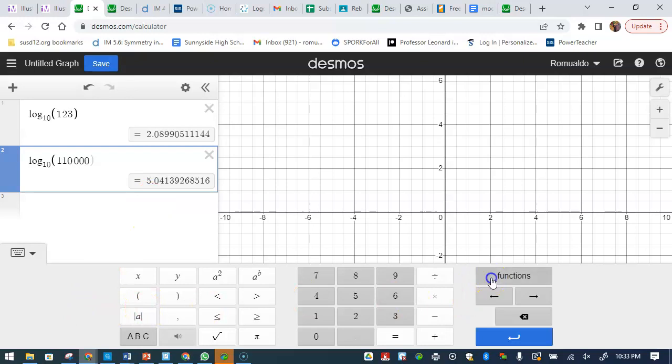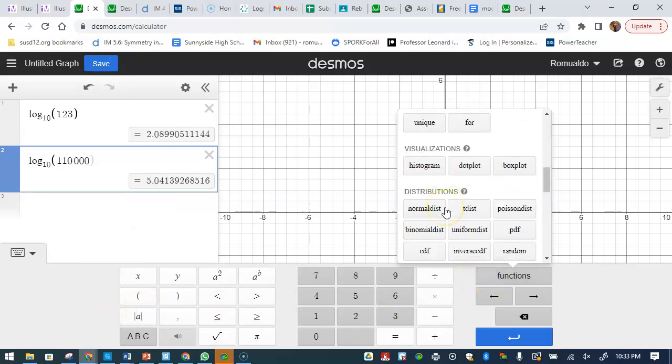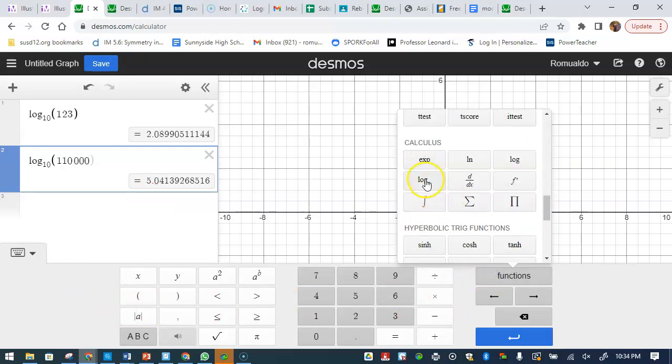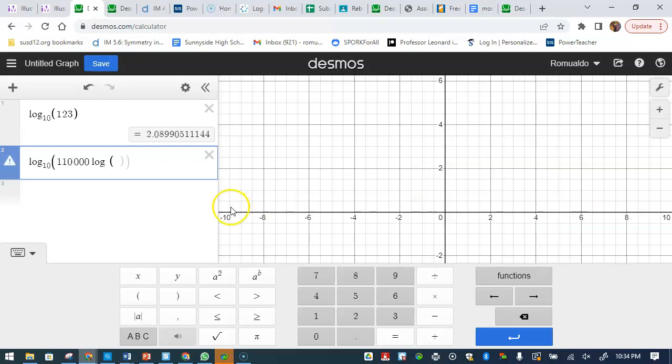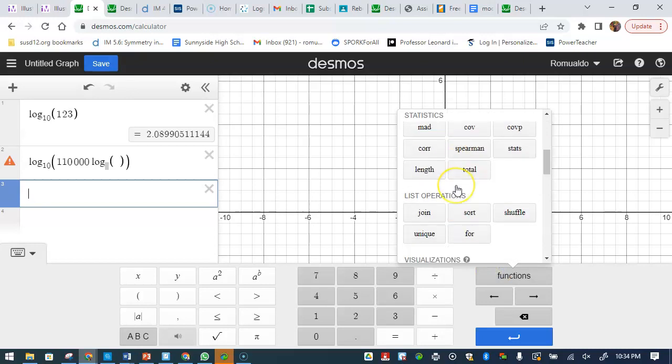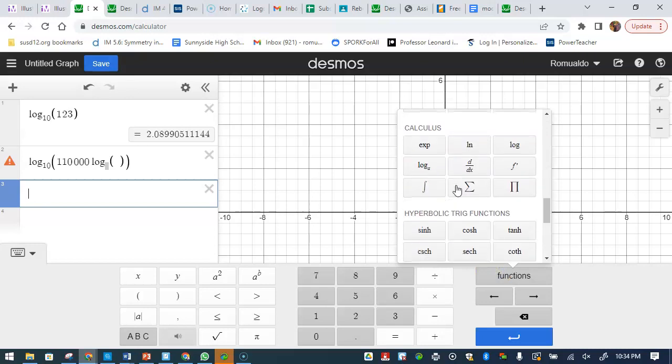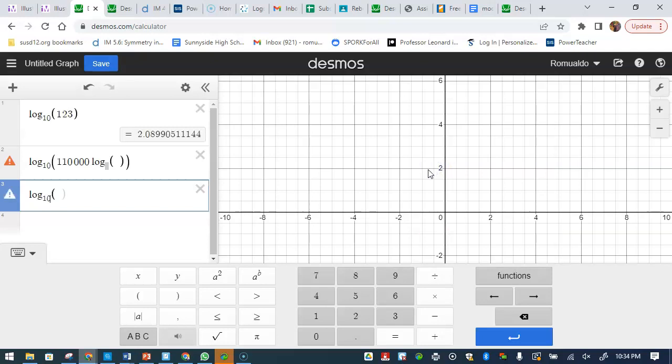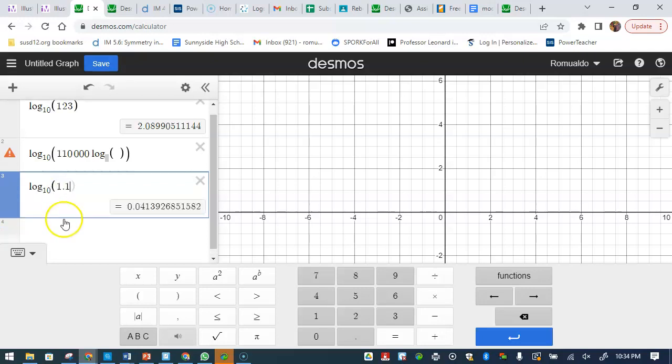And the last one, again do the same thing. Put a 10, and inside you put 1.1. Okay, and you got the answer, see, between 0 and 1. That's all it is. So these are exact values. Hope this helps.